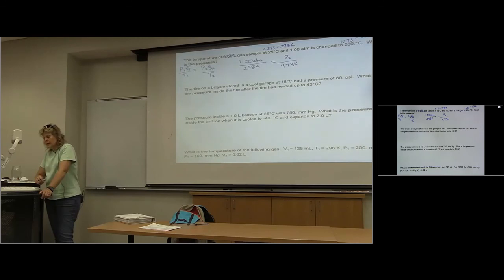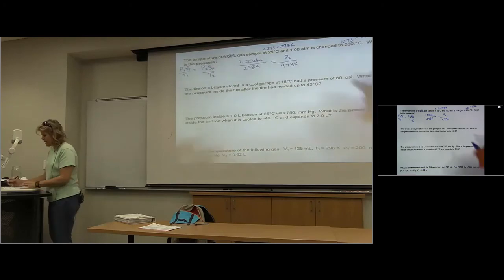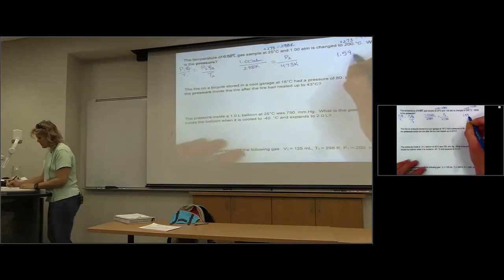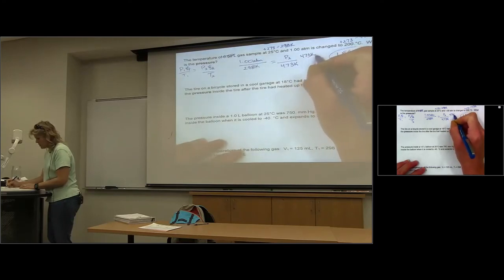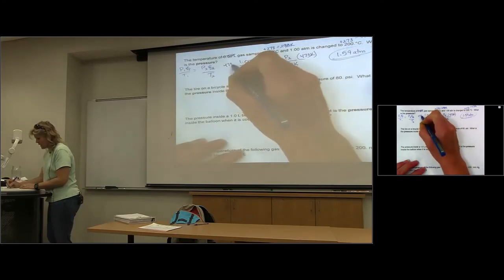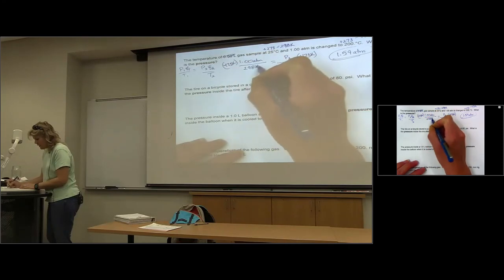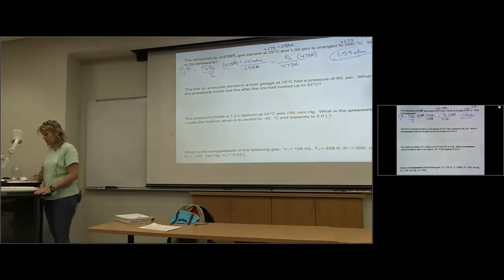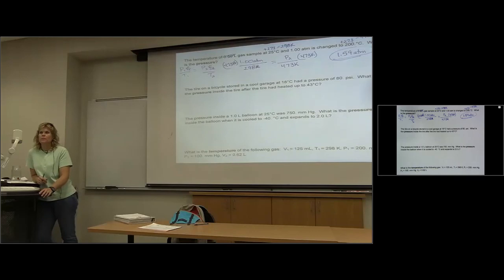What do you get for the answer? 1.59 ATM. Mathematically, you multiply both sides by 473 K. Kelvin cancel, and that's what you should get. Yes or no? Whose law? This is a Gay-Lussac.